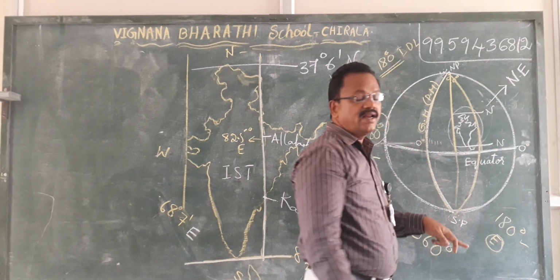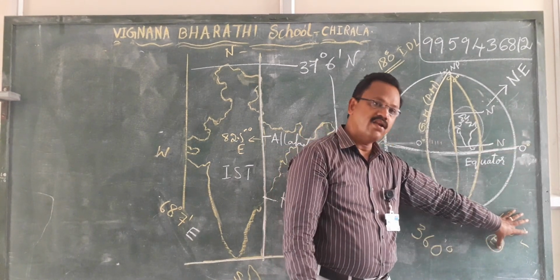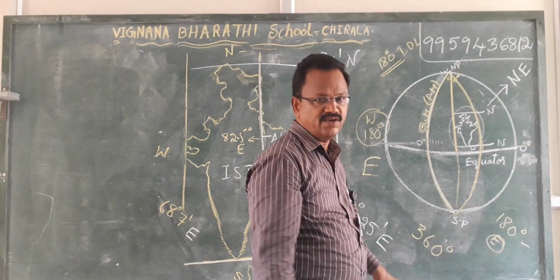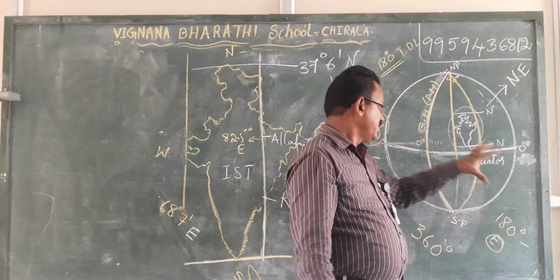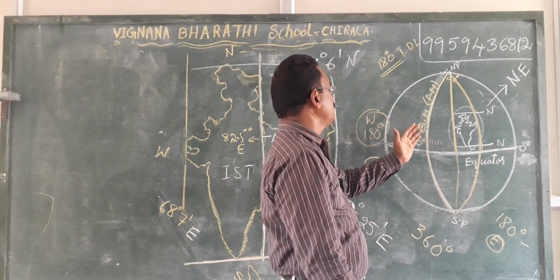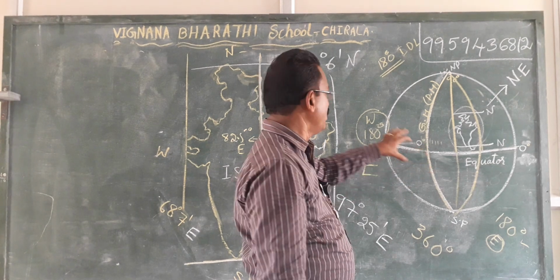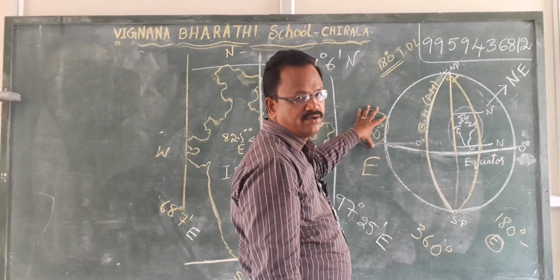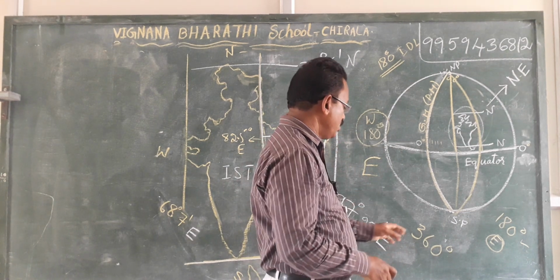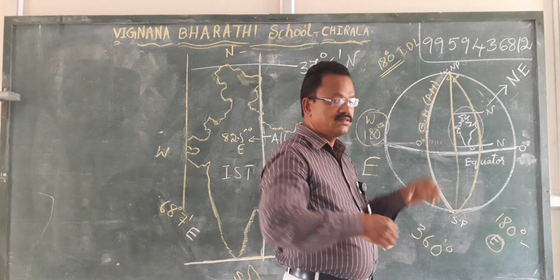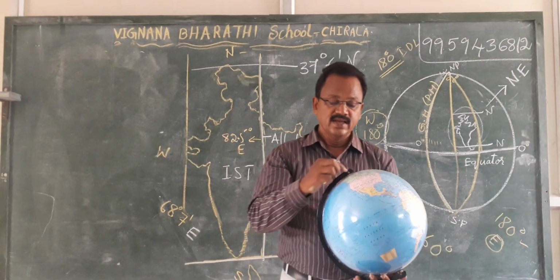Up to international date line towards east in the eastern hemisphere, 180 longitudes are there. For each degree, one longitude. In that way, 180 east longitudes. In the same way, in the westwards, up to the international date line from 0 degree Greenwich meridian, about 180 west longitudes are there. For each degree, one longitude.